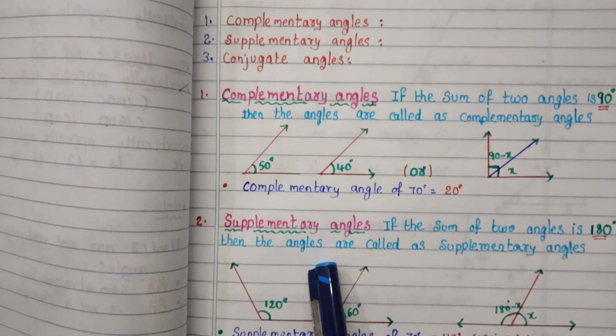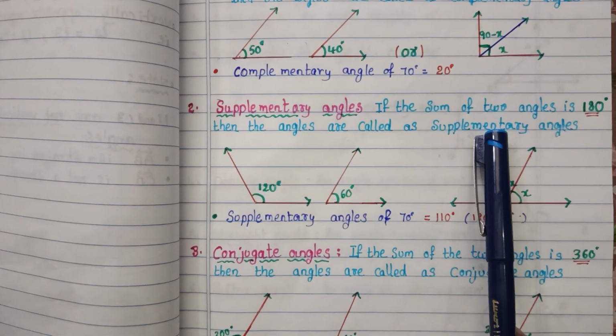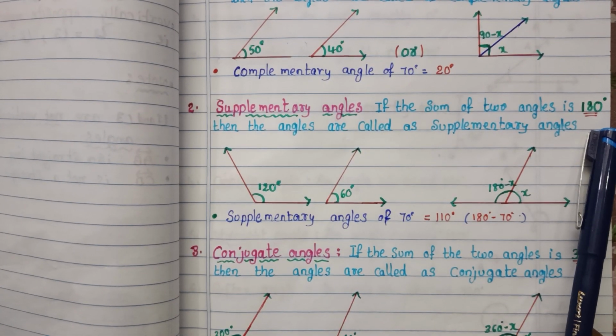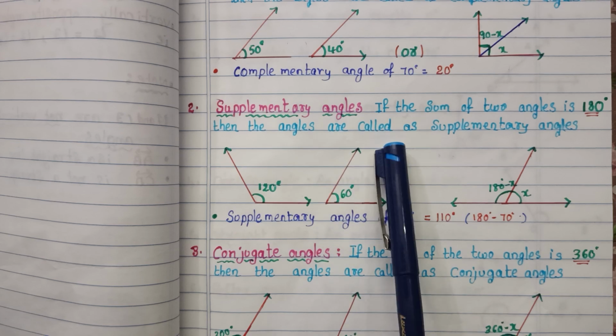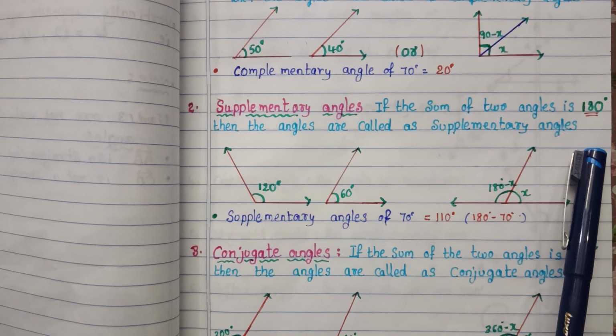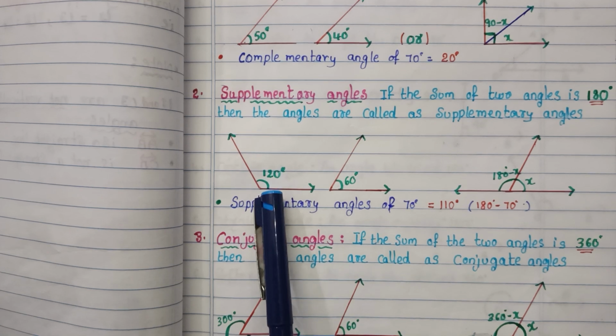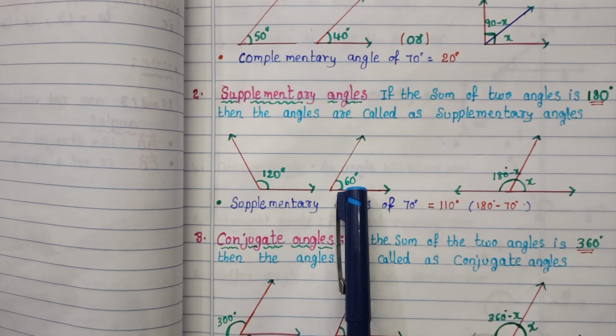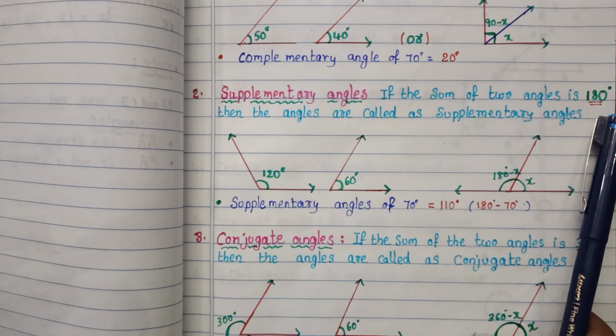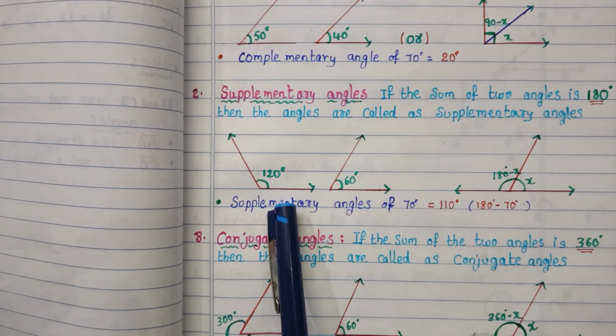Next one, supplementary angles. If the sum of two angles is 180 degrees, then the angles are called supplementary angles. Here is an example for supplementary angles: 120 degrees and 60 degrees. When you add 120 degrees and 60 degrees, you get 180 degrees. So these two angles are supplementary angles.